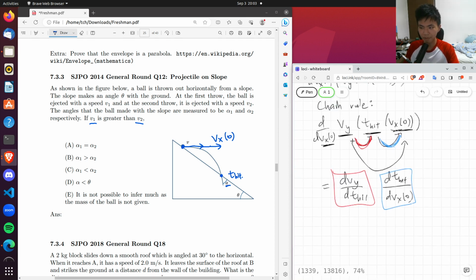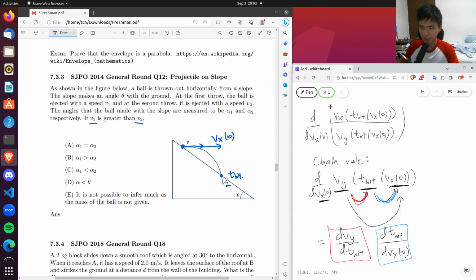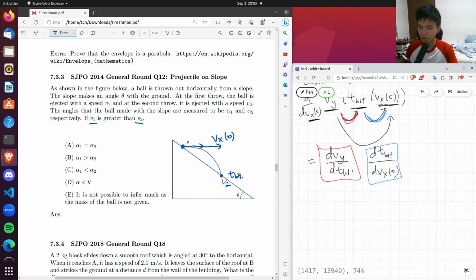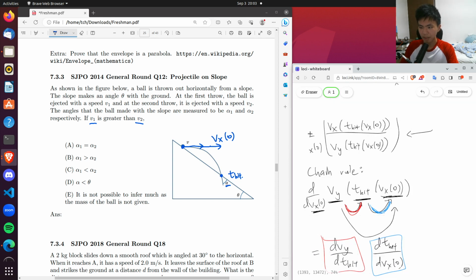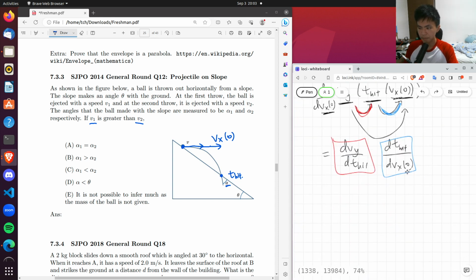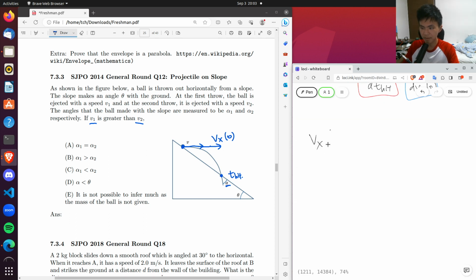But in order to find how this ratio changes, I need to find how the numerator and denominator change. And in order to find that, I need to find how each of the individual component velocity functions change with respect to t hit, and how t hit changes with respect to vx naught. Okay, so for the first part over here, how does vx vary with respect to vx naught? Okay, let's do something a bit simpler first.